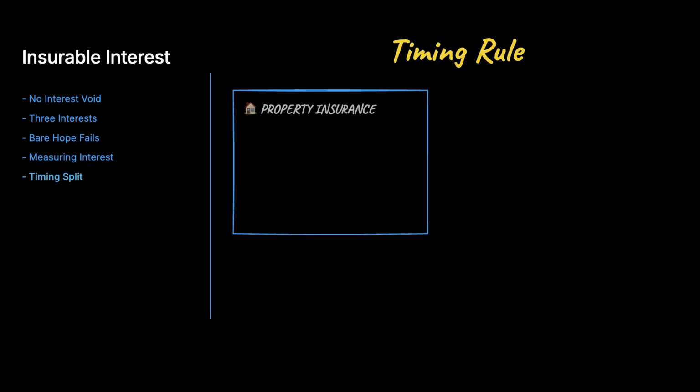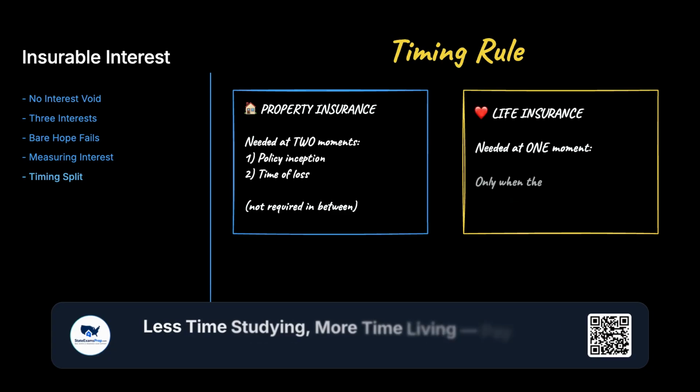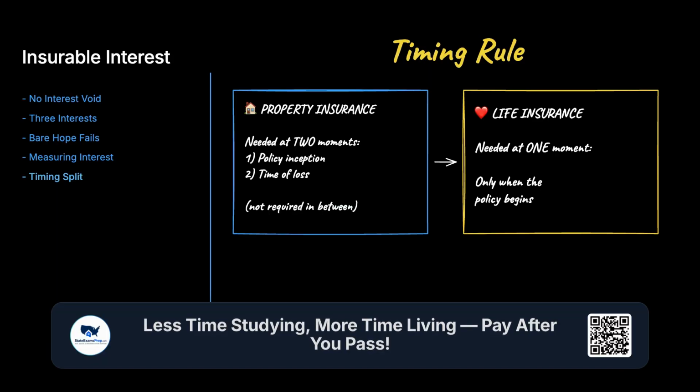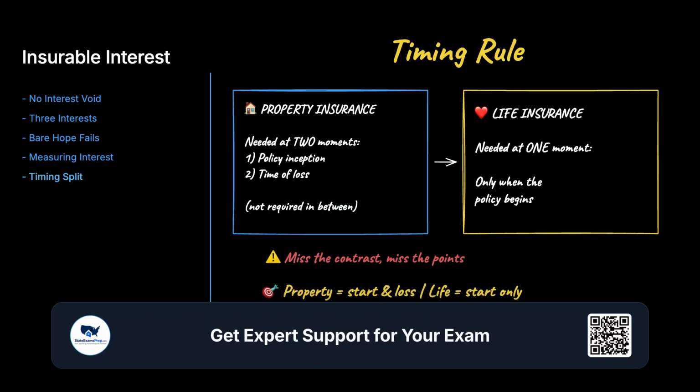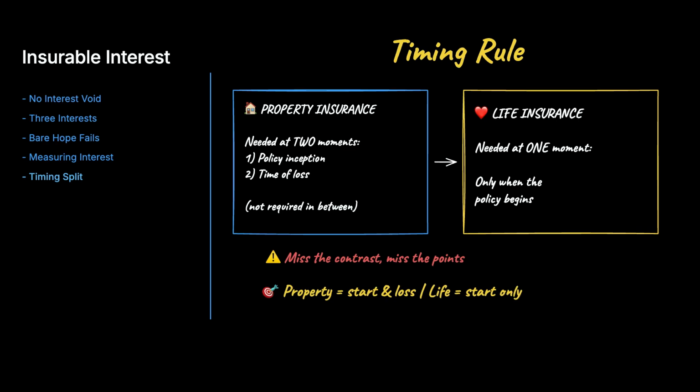Timing is where property and life insurance split, and examiners test it on purpose. For property, insurable interest must exist at two moments when the policy takes effect, and again when the loss occurs, not necessarily in between. For life insurance, the interest need only exist when the policy begins. Miss that contrast and you'll miss points.